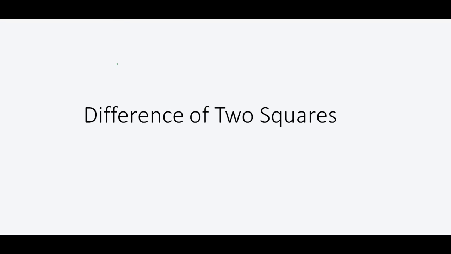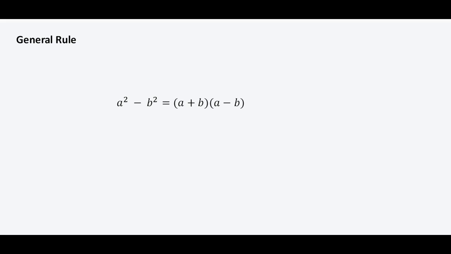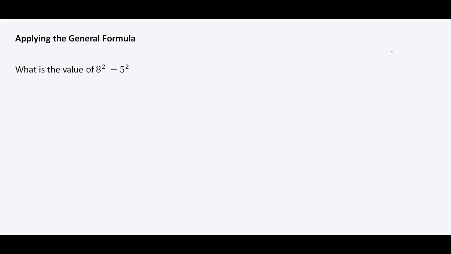We will be learning the difference of two squares. Our focus is to look at the general formula and then apply the general formula to solve expressions or to solve equations. The general rule is that a squared minus b squared is equal to a plus b multiplied by a minus b. Now let's apply this to some examples.